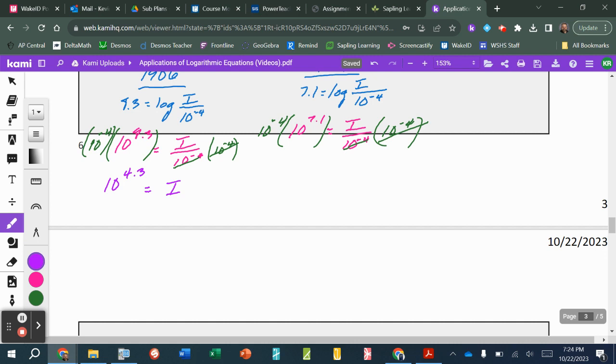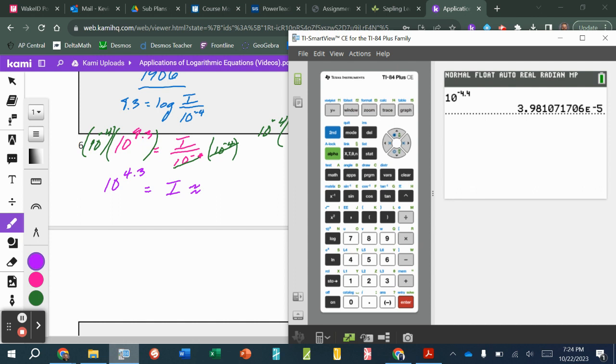On the right, I'm going to have 7.1 minus 4. So this one's going to end up giving us 10 raised to the 3.1 power. And that's going to be equal to the intensity of the 1989 earthquake. And so now all we really need to do is go to our calculator, and we're going to evaluate. Okay, and we're going to get the two intensities. However, we're still not done at that point. So let's go ahead and get this one for the 1906 earthquake.